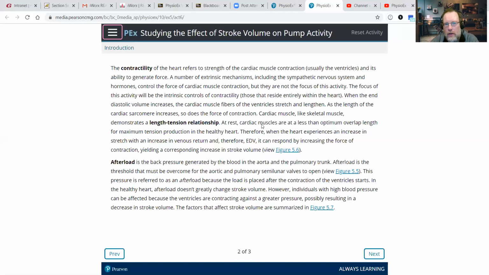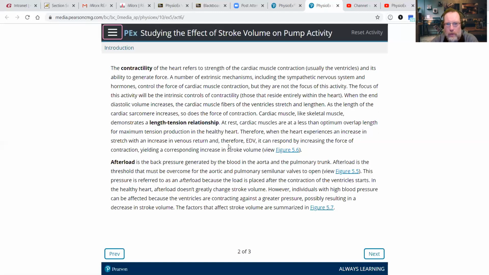Okay? As the length of the sarcomeres increases, the force of contraction is going to increase. The analogy that's used oftentimes is a rubber band. You stretch and stretch and stretch the rubber band. We're increasing the length of that sarcomere. We let go of the rubber band. The force of contraction is greater than if we just barely pull the rubber band and let go. So that's kind of the analogy that's oftentimes used. We call that a length tension relationship. So we looked at that a little bit with skeletal muscle.